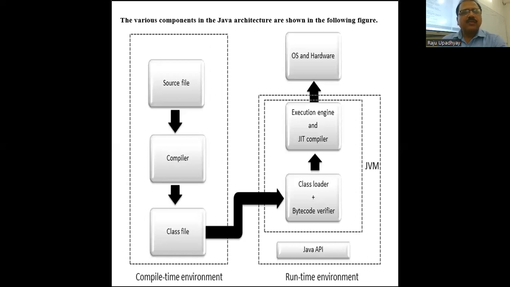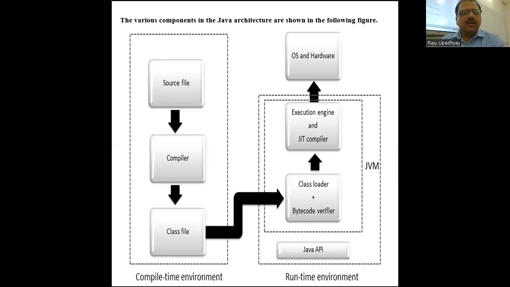So what does JRE do? Basically, it loads the class file, it checks the memory access, and it gets the system resources which are required to run a Java program, right? So JRE acts as a software layer on top of your operating system, and that operating system is installed on your hardware.